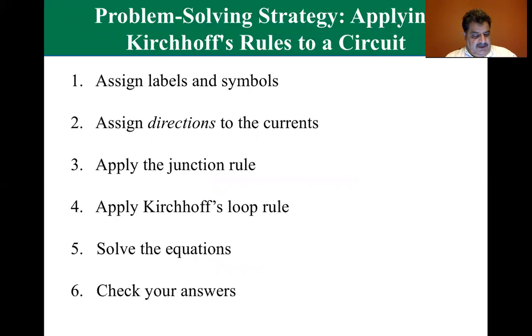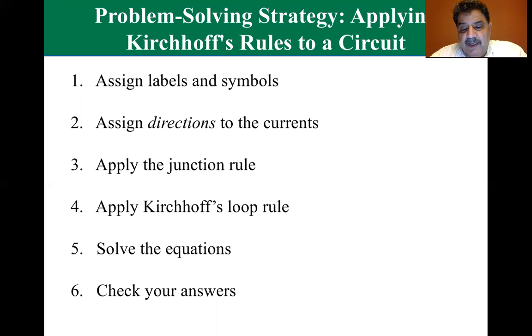Now, let's look at some strategy rules for applying Kirchhoff's rules. Number one, assign labels and symbols to all the known and unknown quantities. Number two, assign directions to the currents in each part of the circuit. Although the assignment of current directions is arbitrary, you must stick with your original choices throughout the problem as you apply Kirchhoff's rules. Number three, apply the junction rule to any junction in the circuit.